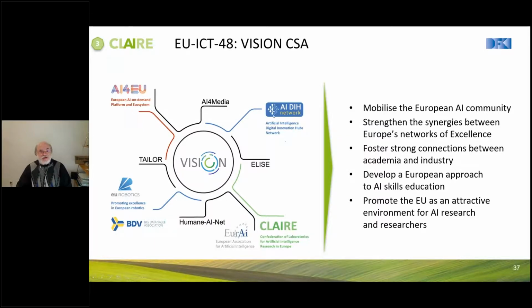And of course, industry and specifically the AI Digital Innovation Hub in Europe are key elements, with the interface, and of course, there's much more than that. And so really mobilize the European AI community, strengthen these synergies is really what we're trying to do here.